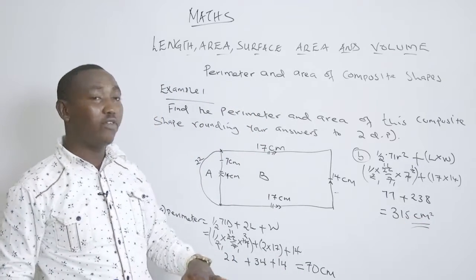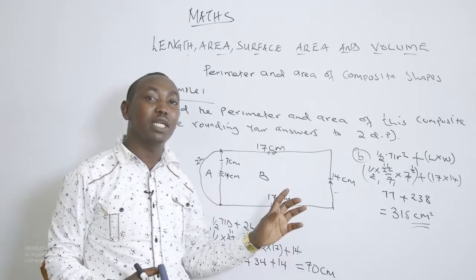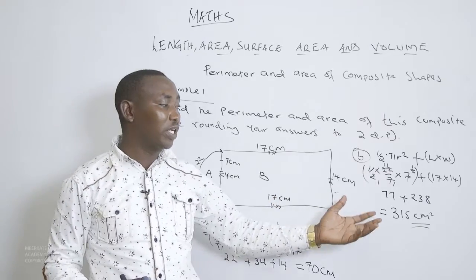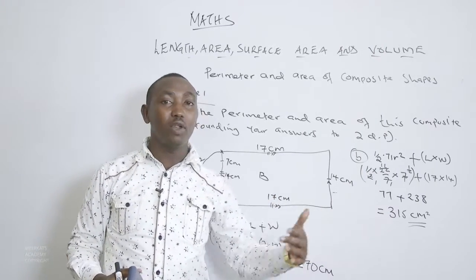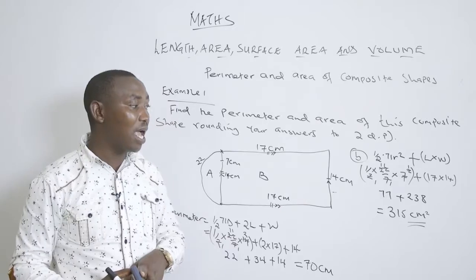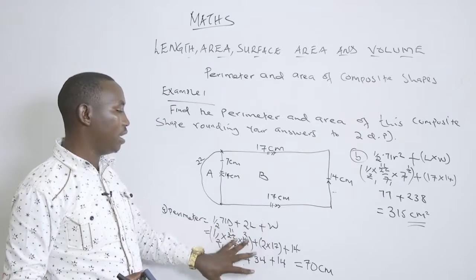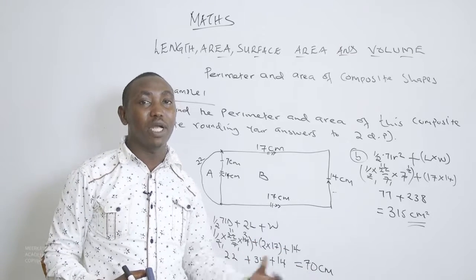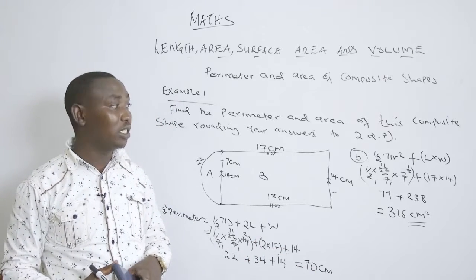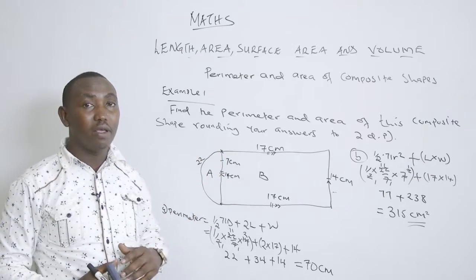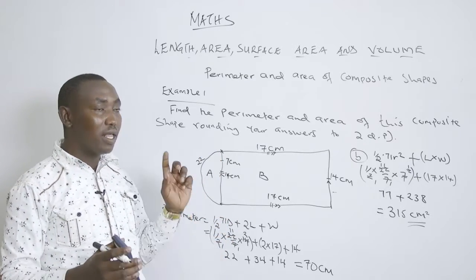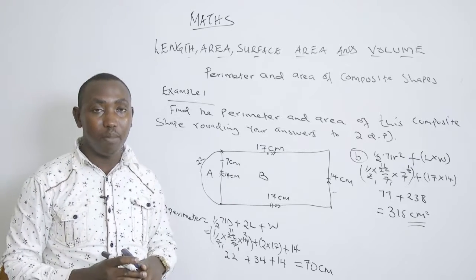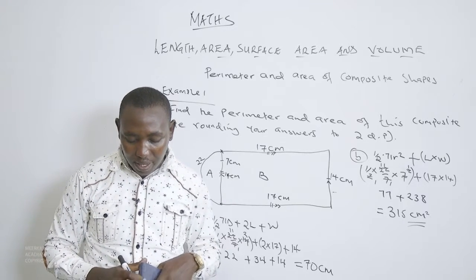Again, it is important for you to write the units of that particular measurement in question. If it is area, it's always the square of those particular units. If it is length, then again remember to write the particular units. So in actual fact, that is how we can find the perimeter and area of this particular composite shape. Let's consider another example.